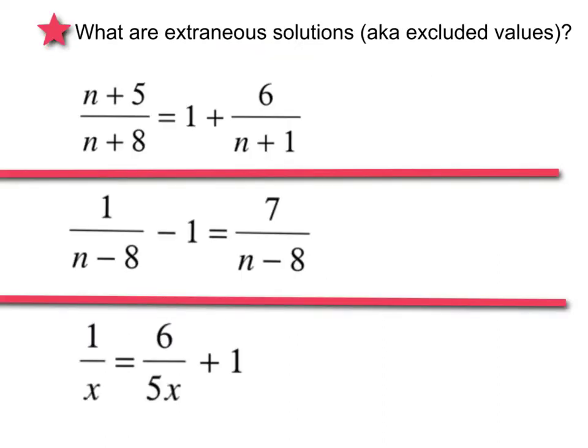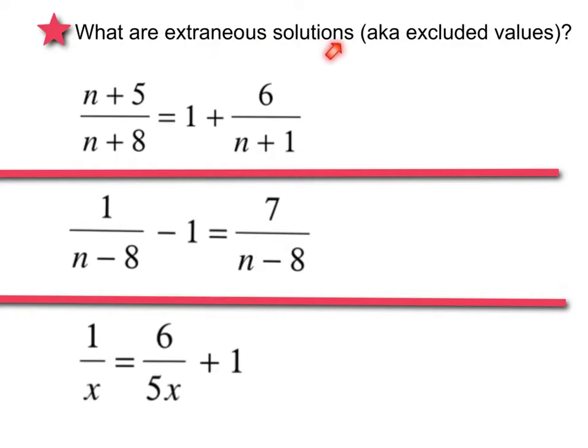Now sometimes with fractional equations, you can actually work it out perfectly fine, make no mistakes, get an answer, but that answer can be wrong. And it's because of the big rule that you can't have a zero in the bottom of a fraction. You can't divide by zero. These are called extraneous solutions, or also excluded values. When we do graphing next week, you'll relate these to the asymptotes.